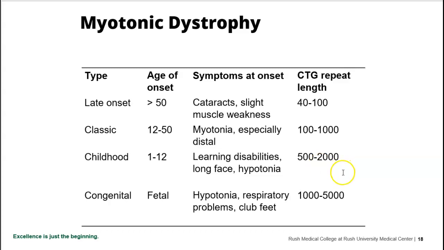And when you're getting over 500, I took this from a slide, but I actually think it's when you're 800-900. Those kids I showed you in that first slide had like between 500 and 900 repeats, with learning problems, long face, low muscle tone. And then congenital is over 1,000. Hypotonia, respiratory problems. They can have club feet, which is a sign of low muscle tone prenatally.